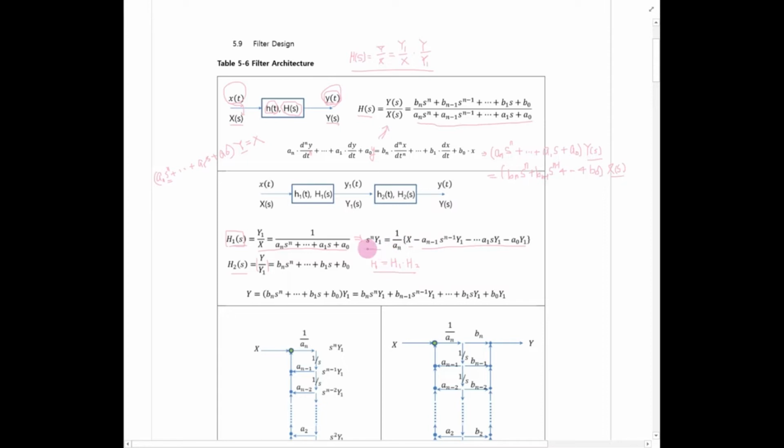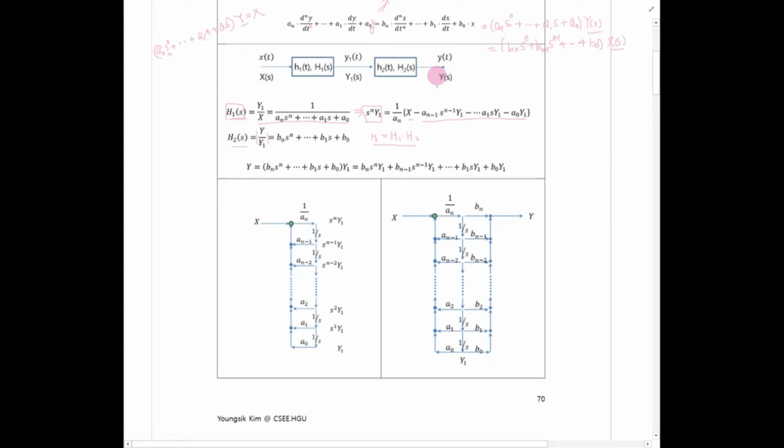Then we can define s^n y1. That is given in these equations. We need to implement this one by use of this architecture. So here, this node means subtraction between input and output. So we subtract, adding the x and subtracting all the values of this one. So 1 over a_n is this part. Okay, that's this one. So we need to evaluate all the inside of this one.